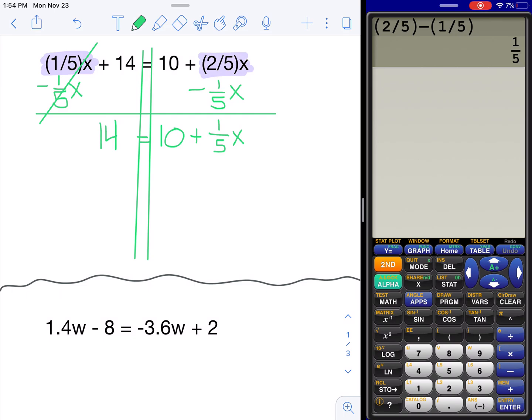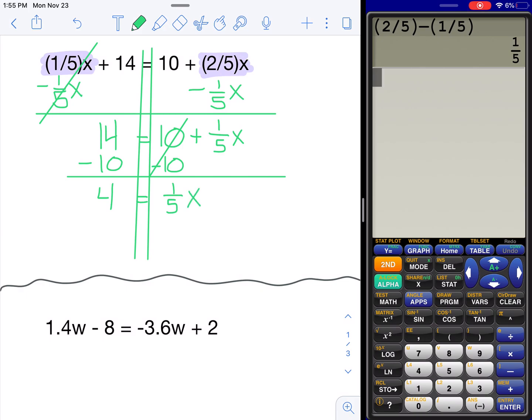Awesome. All right, so now I need that 1/5 x to be by itself. I see a 10. This is a positive 10. Notice that there's no negative sign in front of it. So I'm going to subtract 10 from both sides. That will cancel out and I'll be left with 4 equals 1/5 of an x.